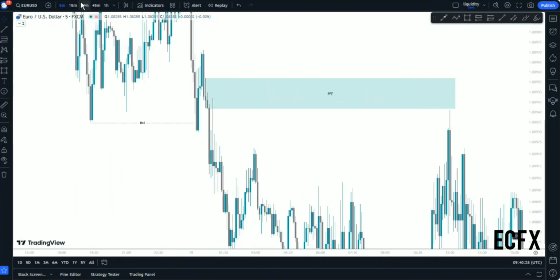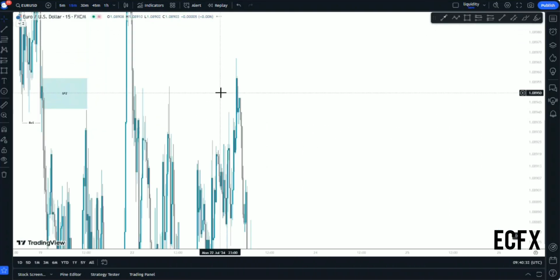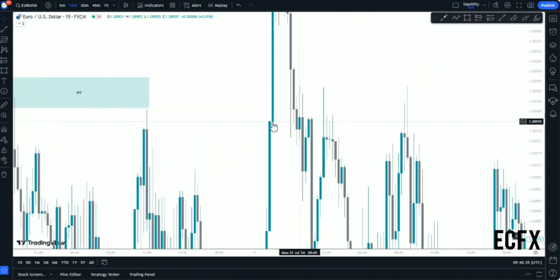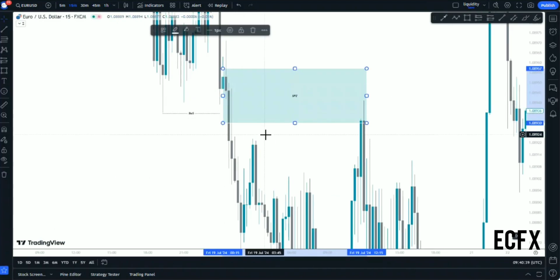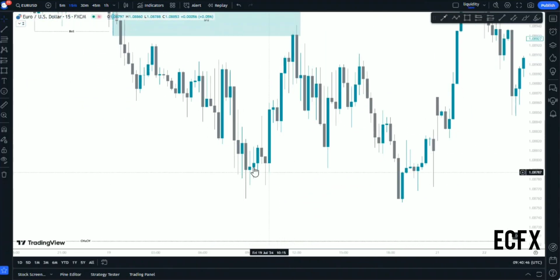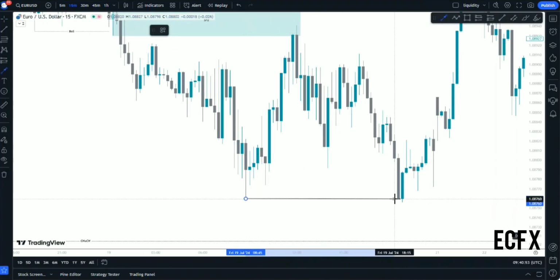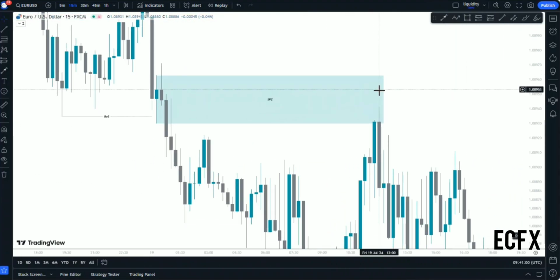However, if we was to go over to the 15-minute time frame, we can see that it was not a missed trade. This was actually a perfect trade to enter from, and we would have targeted the weak lows over here. As you can see, price slightly taps into our zone before a retracement back to the upside. Right, so once again, this is not a missed entry.